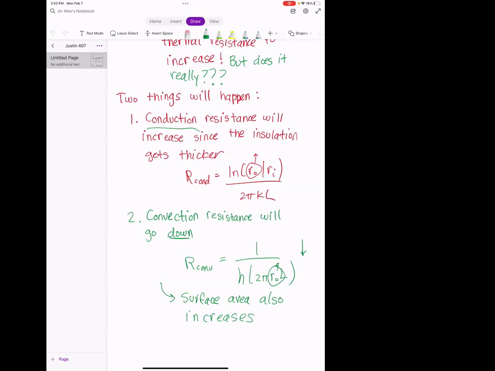Since I give you Q in this problem, the only thing that's unknown is the temperature. So you're going to set up the equation for Q: Q equals T0 minus T infinity divided by R total. Since I give you Q, the only unknown in that equation is going to be the temperature.